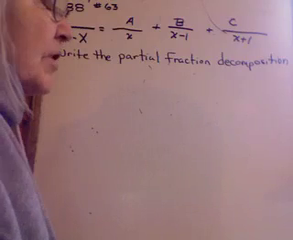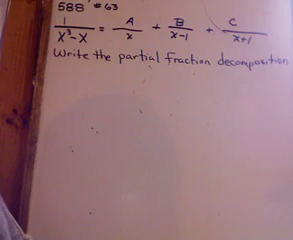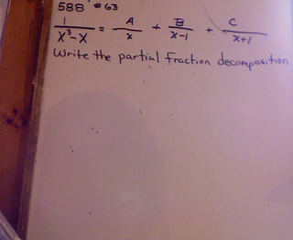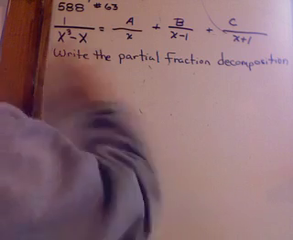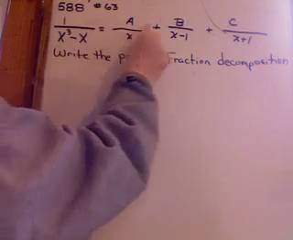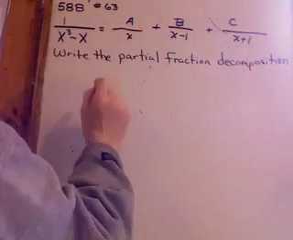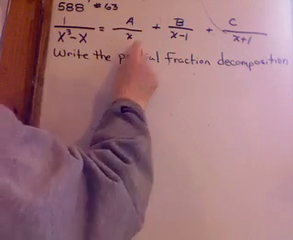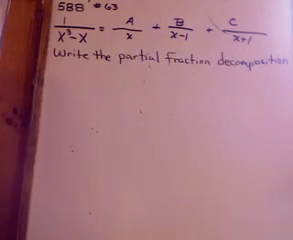Okay, in this section, the directions say to write the partial fraction decomposition. And we did this a few chapters back. But basically, you're going to clear this whole equation of the denominators, or multiply every single part of the equation by the common denominator, which is x, x minus 1, and x plus 1.